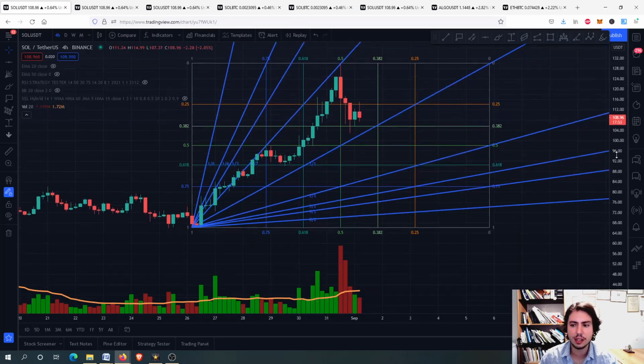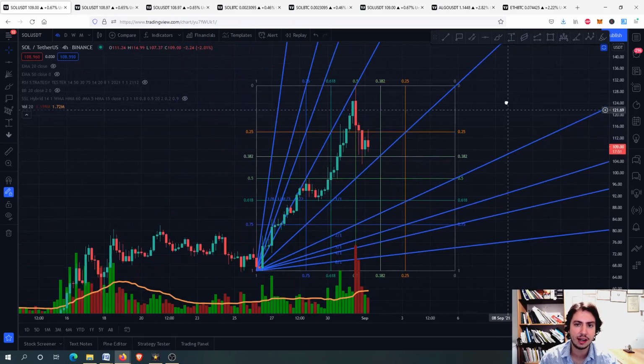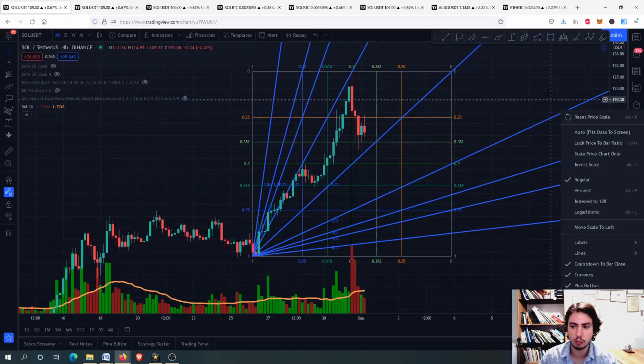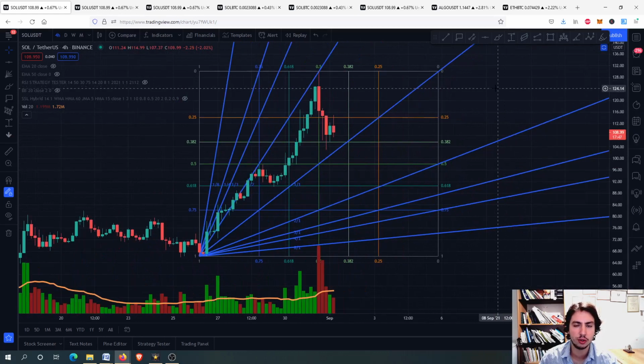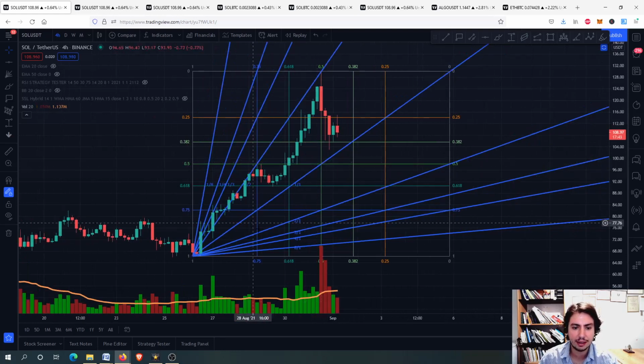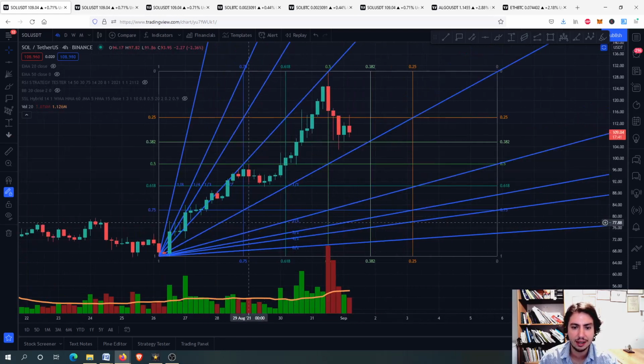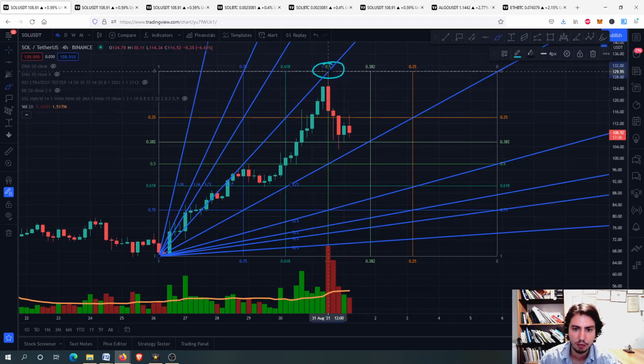You will see many videos going through the GANN fan where you have to lock in your price to bar ratio, or you have to do that. These are ultimately nonsense. So you can see that we have the 45-degree angle right here. This is the 1-1. What happens right now? You can see that at the 0.5, we had the bearish candles. So yes, something happened within the GANN box at the 0.5.